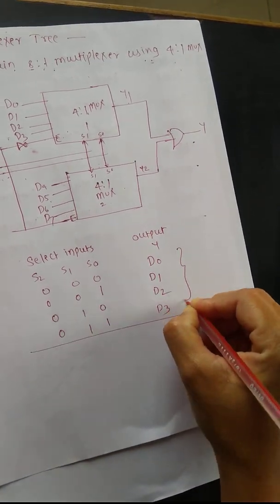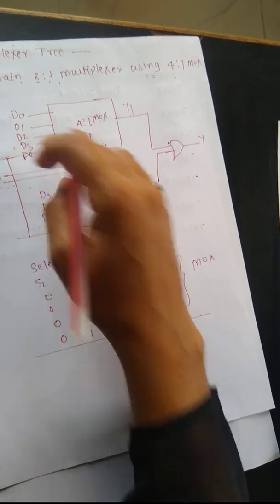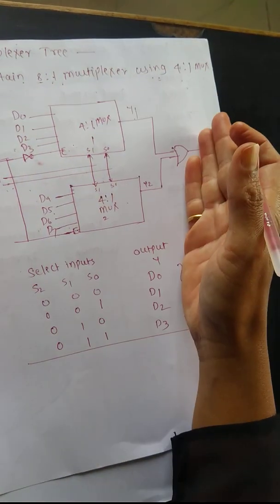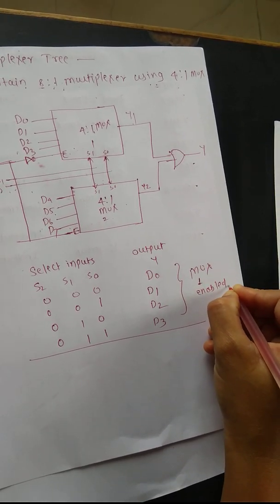This is the mux 1 inputs. D0, D1, D2, D3 are the mux 1 inputs, and these inputs are routed as output. So mux 1 is enabled.